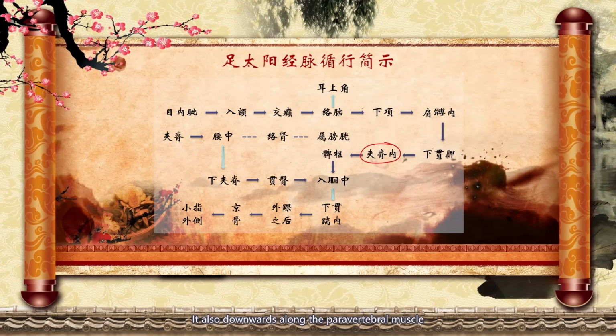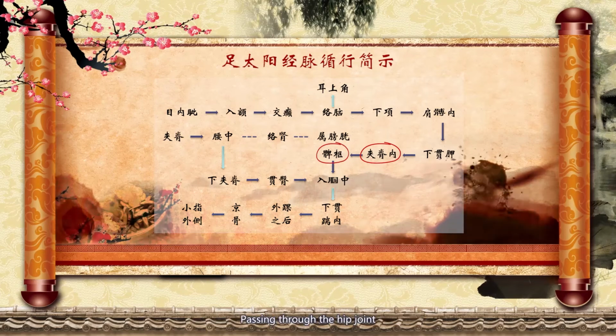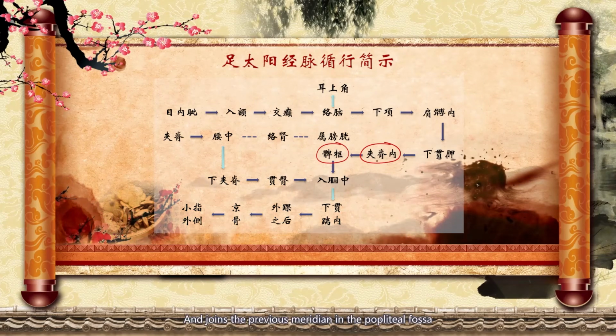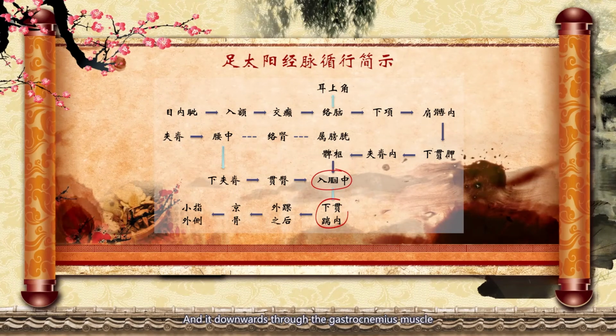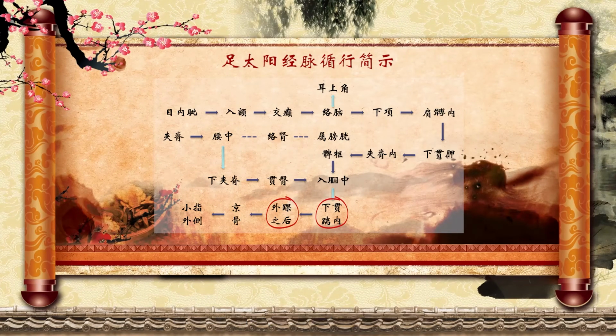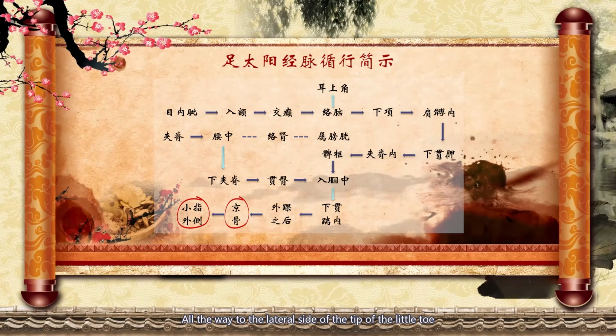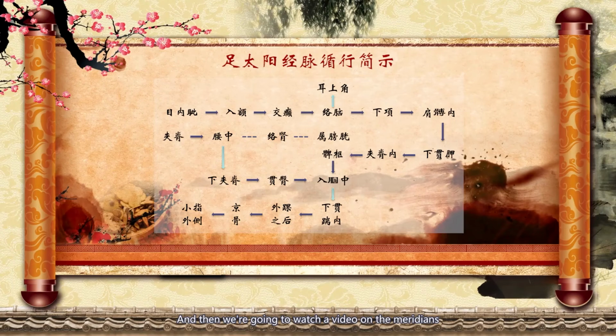It also runs downwards along the paraspinal muscle, passing through the hip joint, and joins the previous meridian in the popliteal fossa, and it goes downwards through the gastrocnemius muscle, and then along the posterior side of the lateral malleolus, reaches the tuberosity of the fifth metatarsal bone, all the way to the lateral side of the tip of the little toe. This is a simple diagram. And then we are going to watch a video on the meridian to deepen our impression.